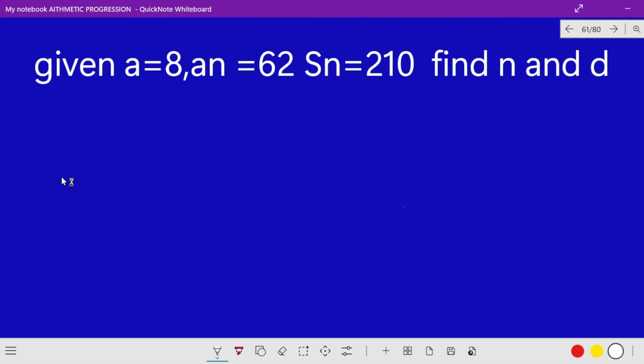Now, the question given here is: a is equal to 8, an is equal to 62, Sn is equal to 210, find n and d. So what do we do? Let's start the solution. a is 8, an is 62. We write an is equal to 8 plus n minus 1 into d. We don't know this d, and we also don't know the n.